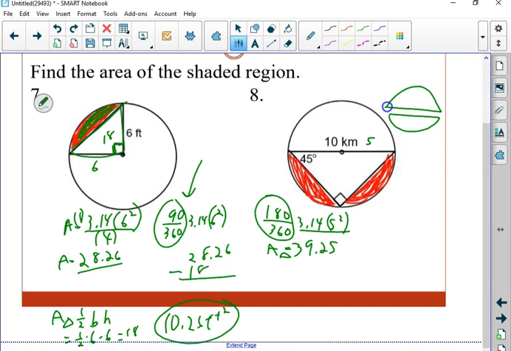Well, if it helps to look at this triangle like so, we have a 90, it's 45, 45. The hypotenuse is 10. How do we find the length of a leg? The hypotenuse divided by radical 2.